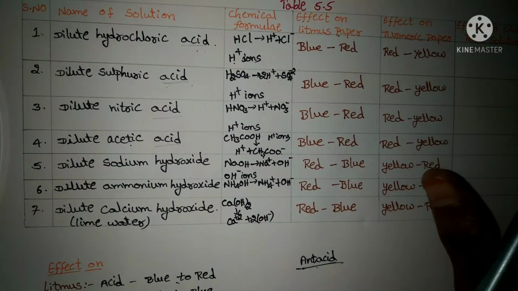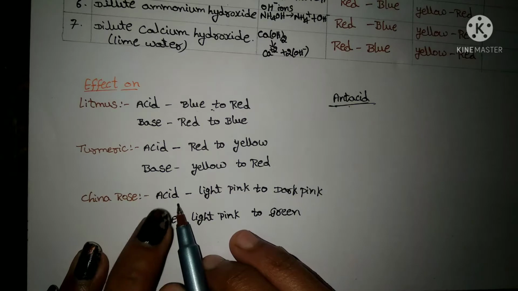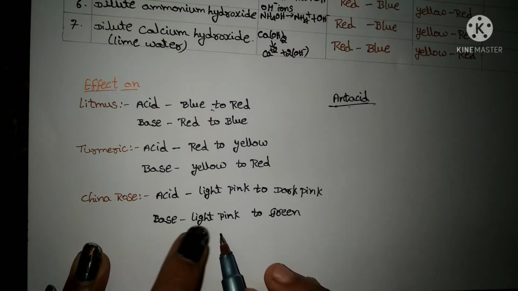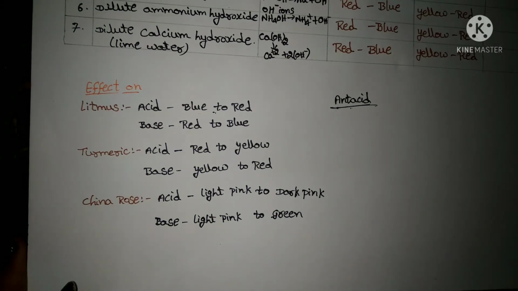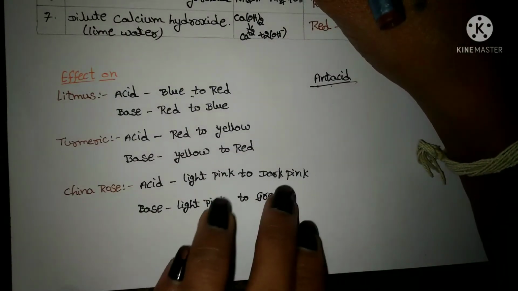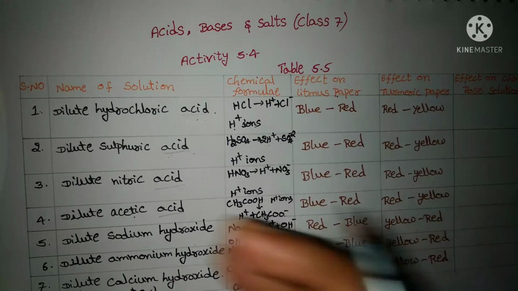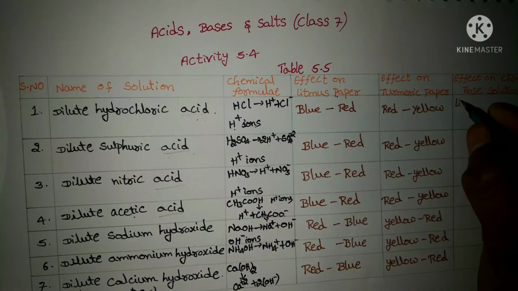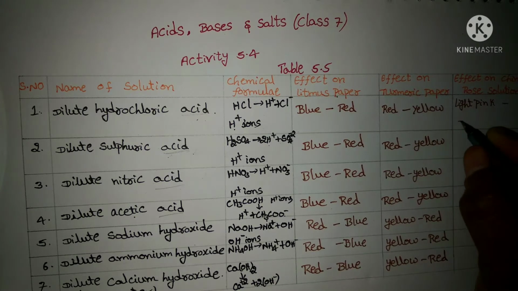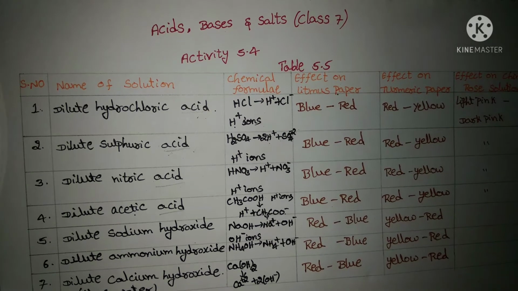Next at the last, the effect on China rose indicator. So here what is the effect? Once you see, acids will turn light pink color to dark pink color. Bases can turn light pink to green color. So now here the first 4 are acids. So light pink to dark pink color. So directly here I am writing light pink to dark pink. In the first 4 cases it is light pink to dark pink only.